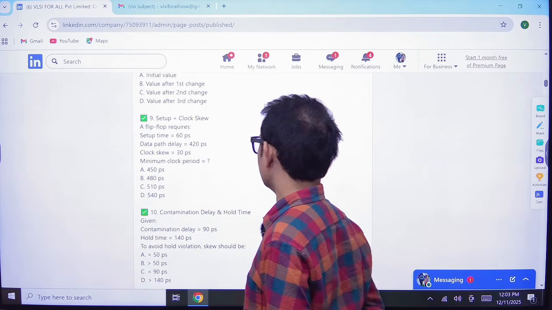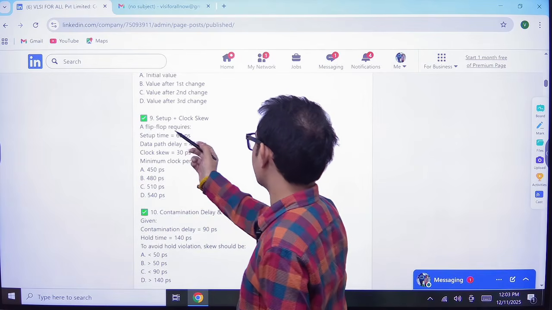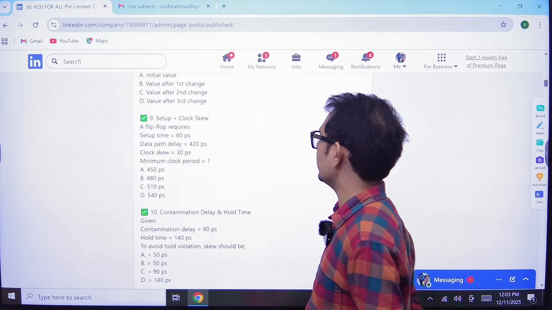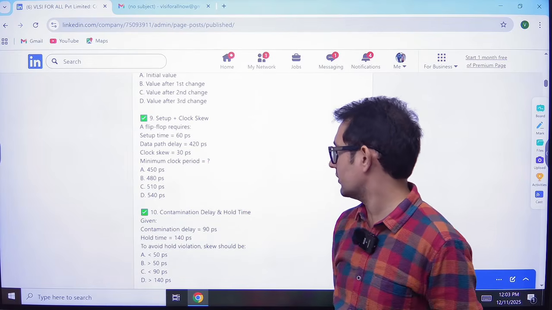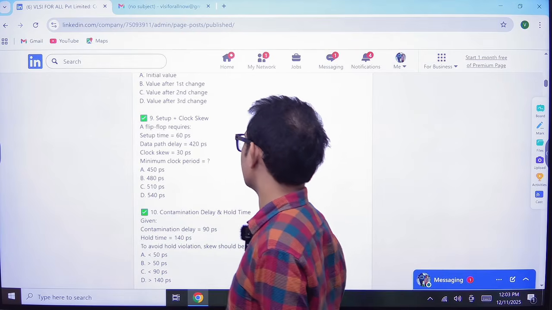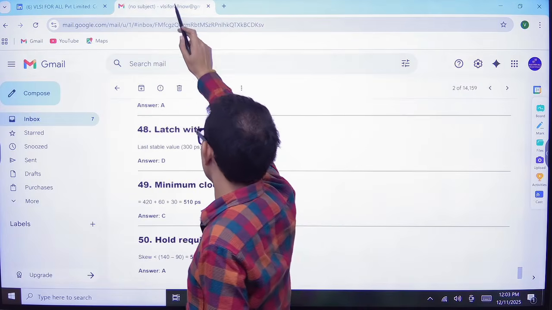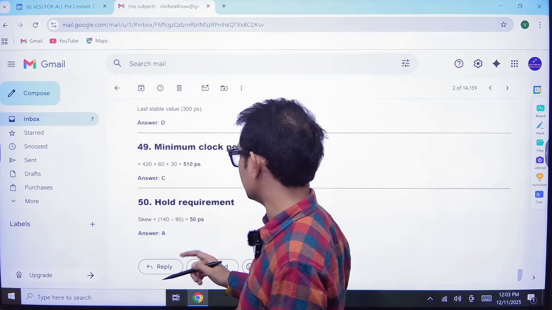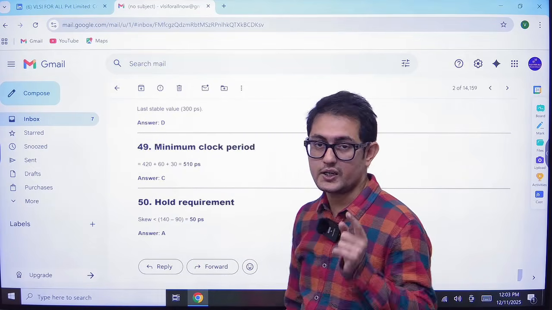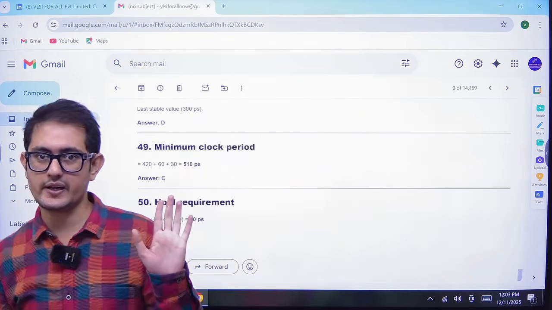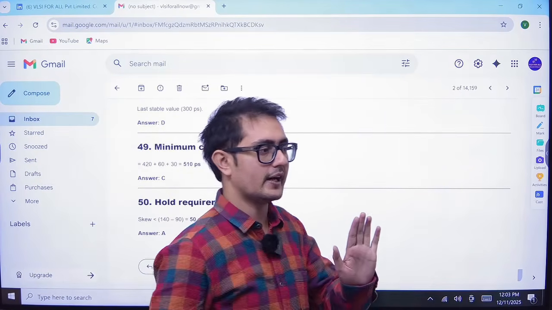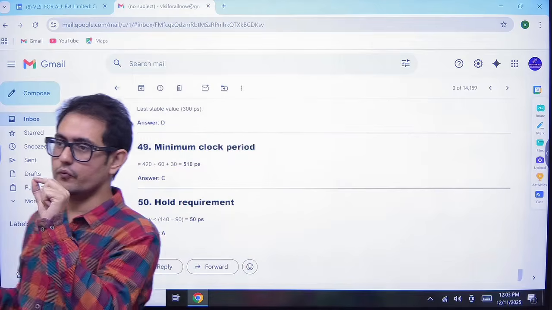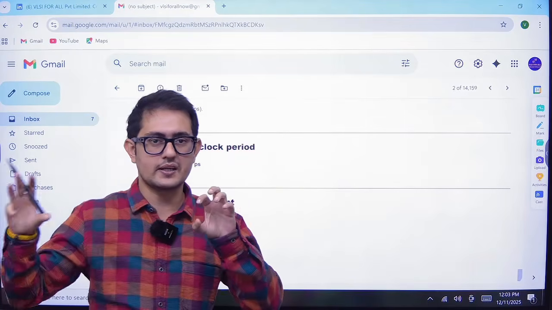Setup time, hold time calculation. Okay, we have been given the setup time, skew time, and the data part delay. We have to calculate the minimum clock period. So just see the equation of setup time, hold time. That is very important, because sometimes in the test they will ask directly where you have to put the value of hold time, setup time and clock.